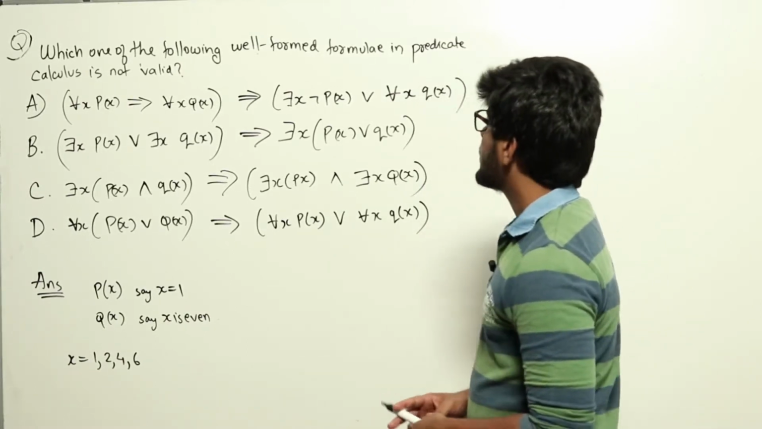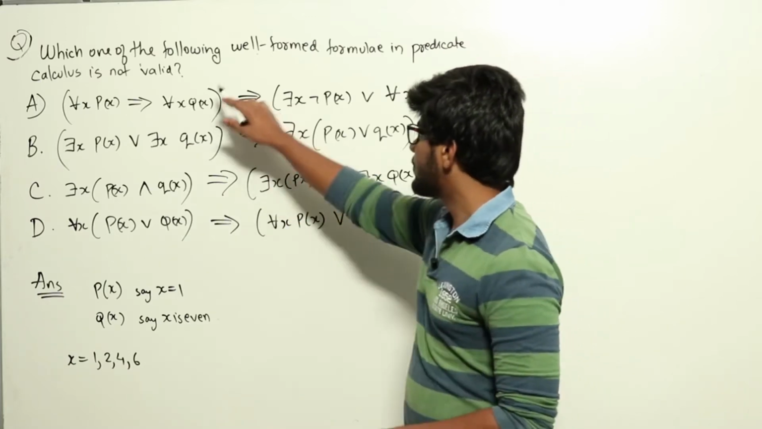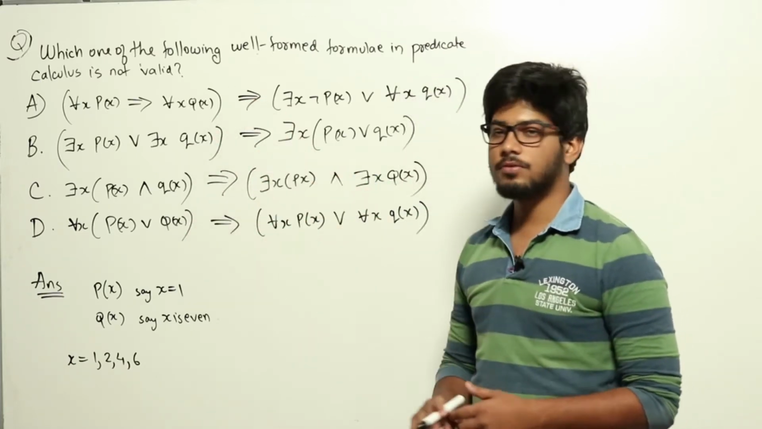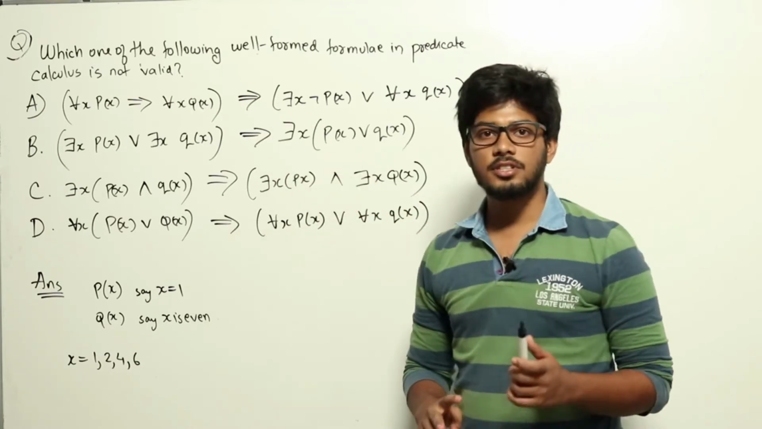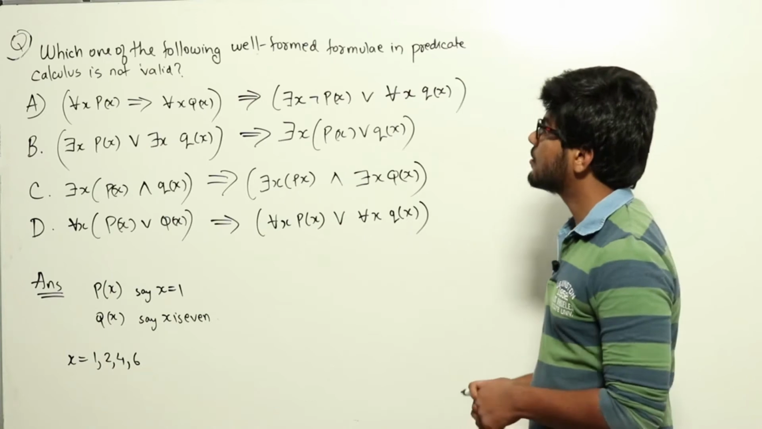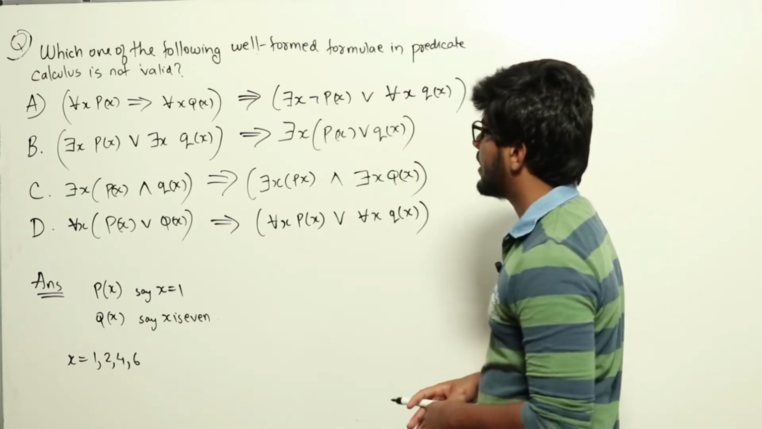Which one of the following well-formed formulae in predicate calculus is not valid? We have been given 4 formulas here and we need to find out which one is not valid among these. So this is a question from propositional logic. Now we will go through these statements one by one and see which of these is not valid.